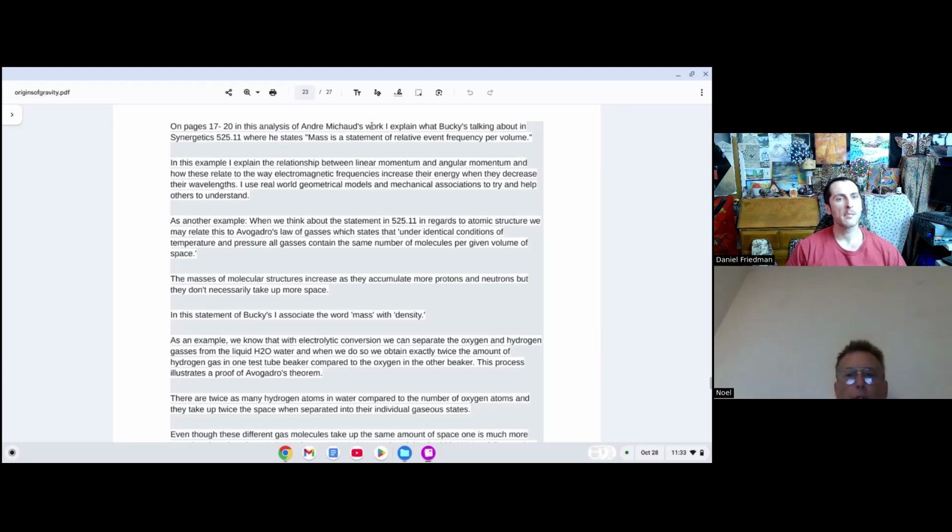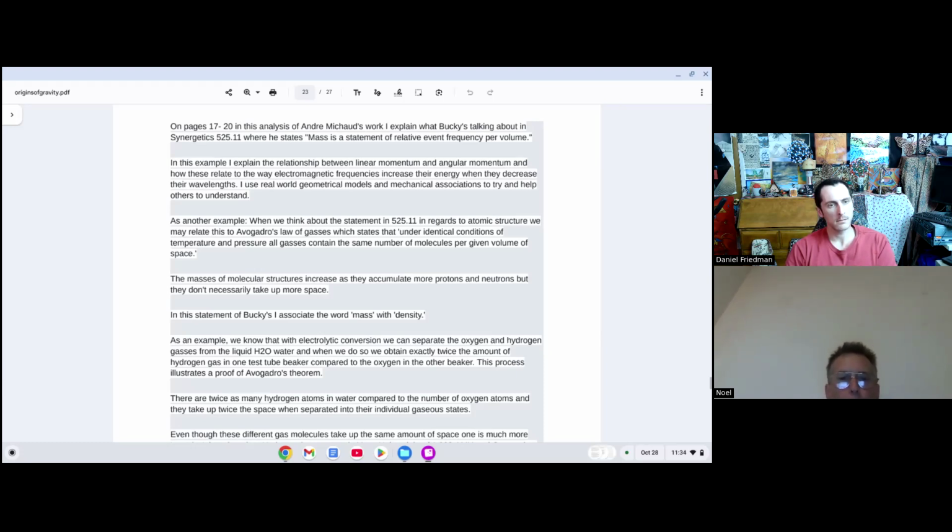I explained what Bucky was talking about in synergetics, where he states mass or density is a statement of relative event frequency per volume. So the mass increases as the frequency increases. In this relationship of McCaw's, I explained the relationship between linear momentum and angular momentum, and how these relate to the way electromagnetic frequencies increase their energy when they decrease their wavelengths.